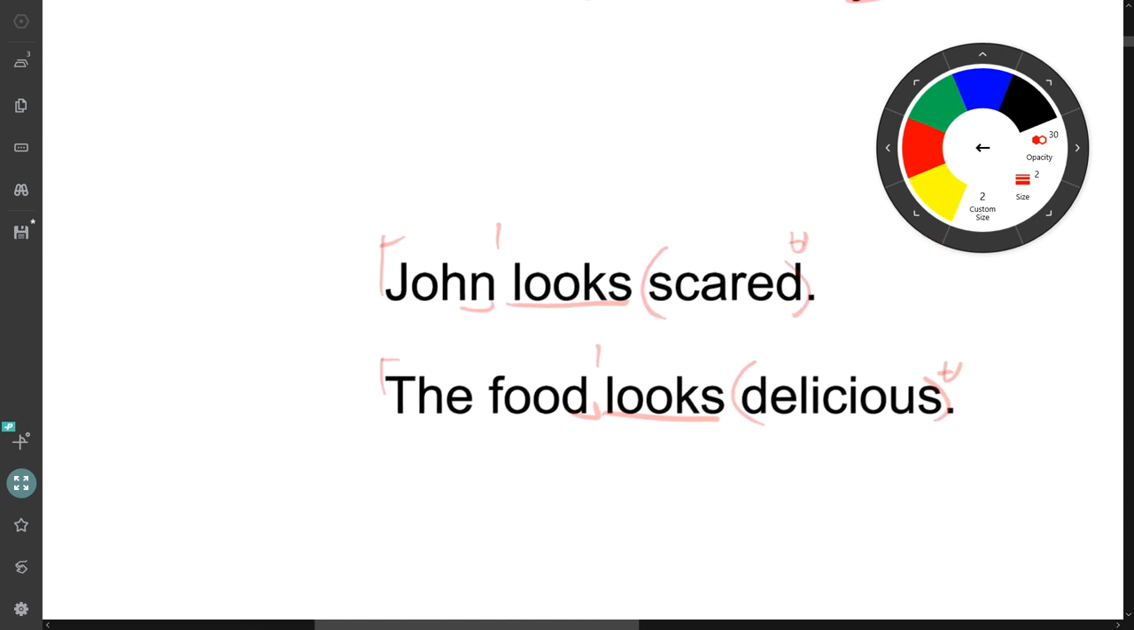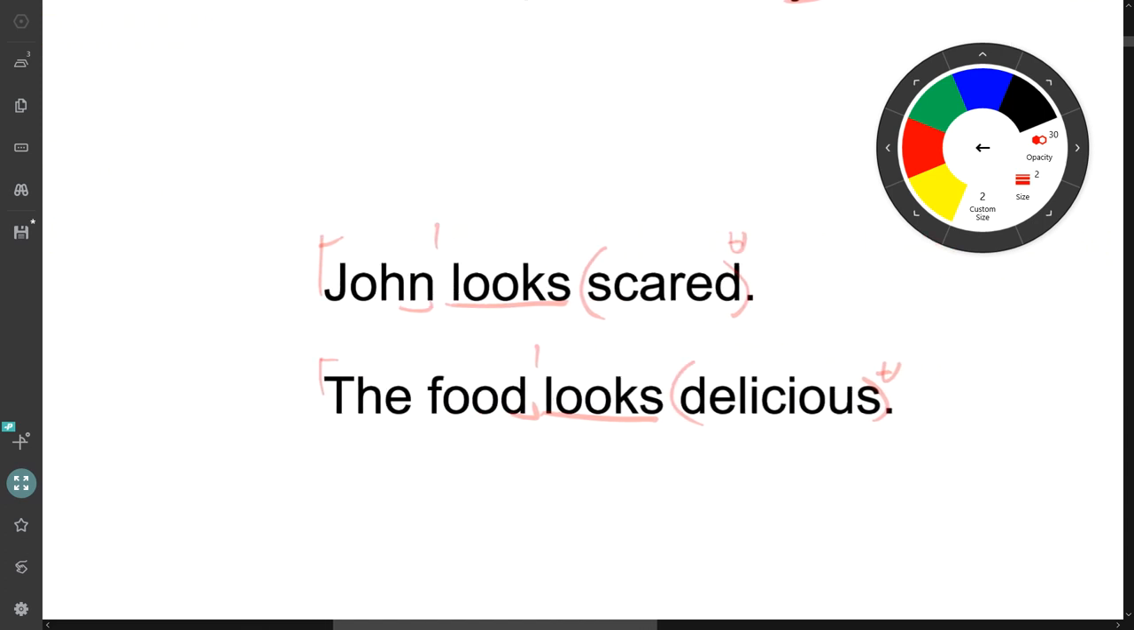Notice that in these type 2 sentences, the subject isn't really performing any action. We use this type of sentence simply to describe or give more information about the subject.